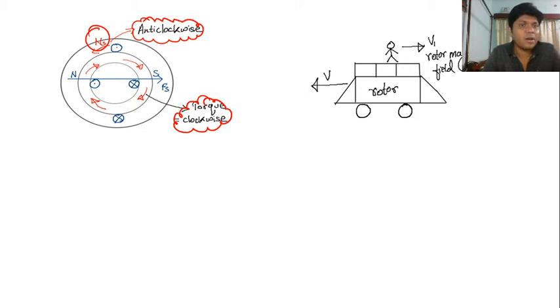But in case of a normal induction motor, the rotating magnetic field and the rotor both rotate in the same direction. In a normal induction motor, rotor speed tries to catch the synchronous speed, right? So always keep in mind that in case of an inverted induction motor, the rotating magnetic field and the rotor rotate in opposite directions to each other, right?